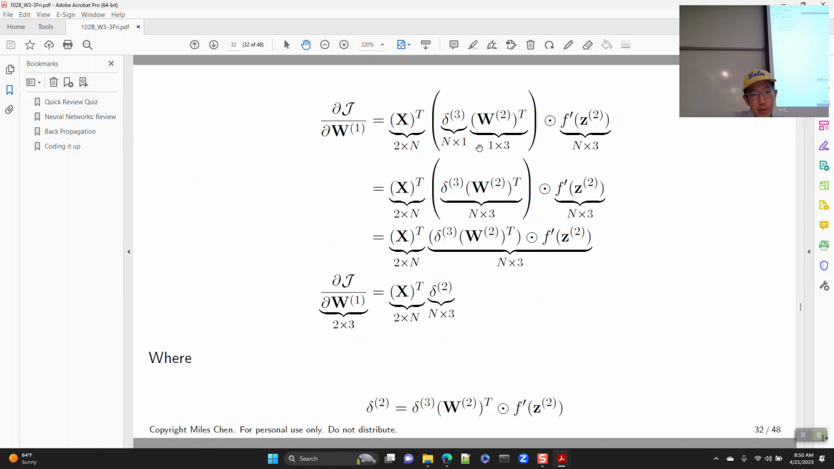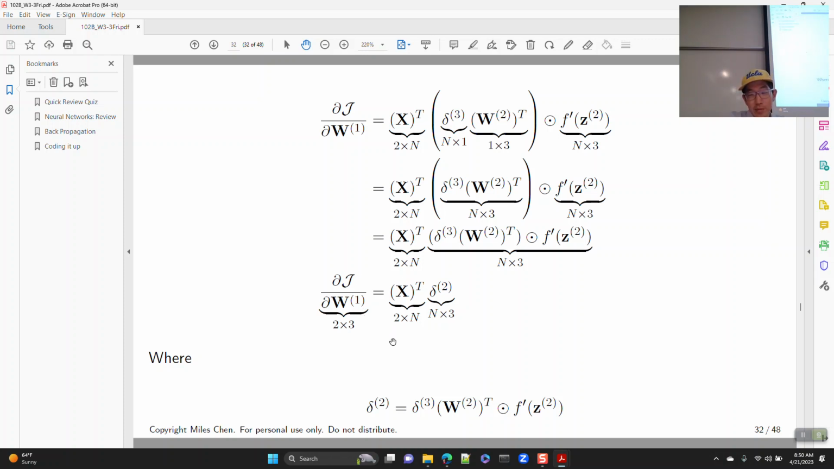So I've further carried out the multiplication. This n by 1 multiplied by this 1 by 3 is n by 3. This entire product is n by 3. This is 2 by n. 2 by n times an n by 3 gives us a 2 by 3, right? So all of this here we'll call delta 2. That's, again, following the Welch Labs video there. So you should watch those Welch Labs videos if you haven't done so. They're pretty good, okay? And so this is what our gradient of J with respect to W1 is.